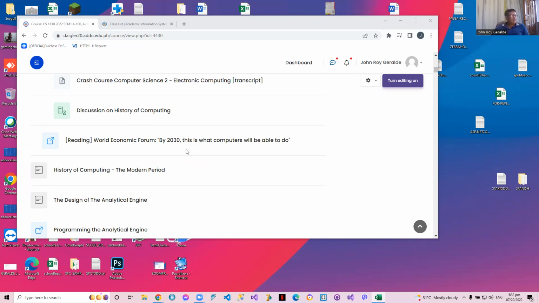Anyone? Can you tell me? Who's the inventor of the first computer? Charles Babbage. Yes, Babbage, sir. What did he invent? Analytical engine, sir. Can you describe the structure of the analytical engine? Not yet, of course. But anyway, we'll go into that. It's not difficult to understand because the analytical engine is a very simple computer. Do you follow? It's a very simple computer.